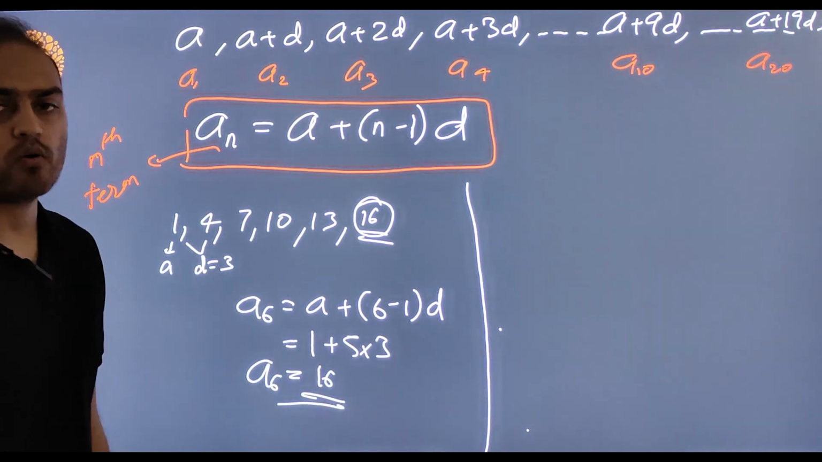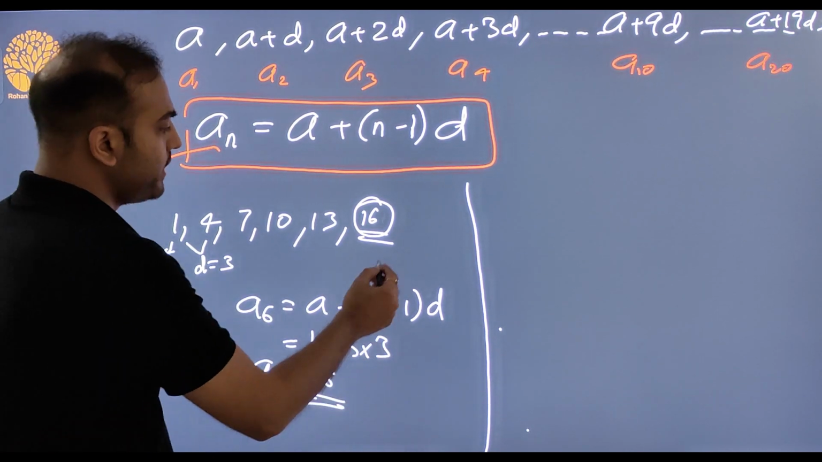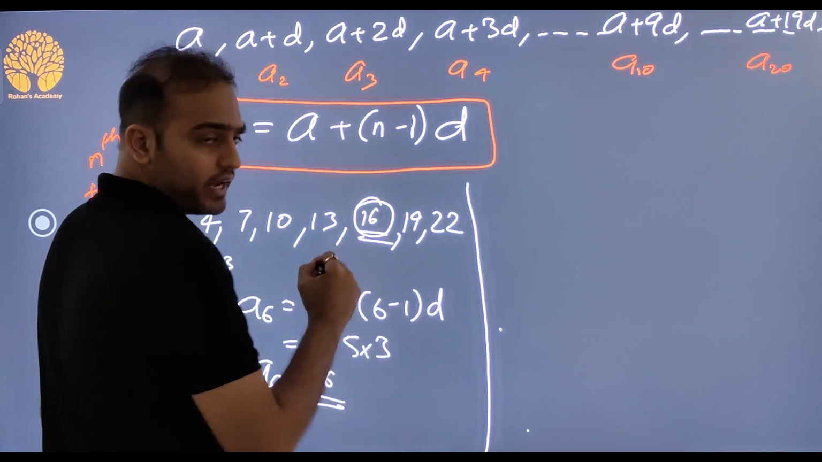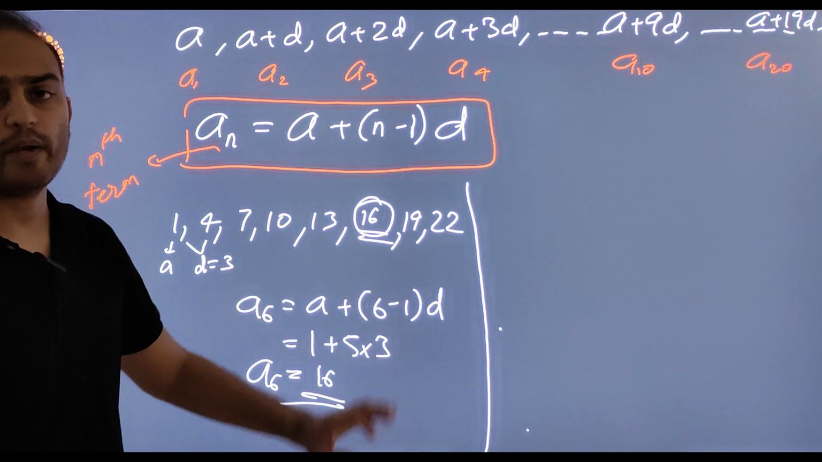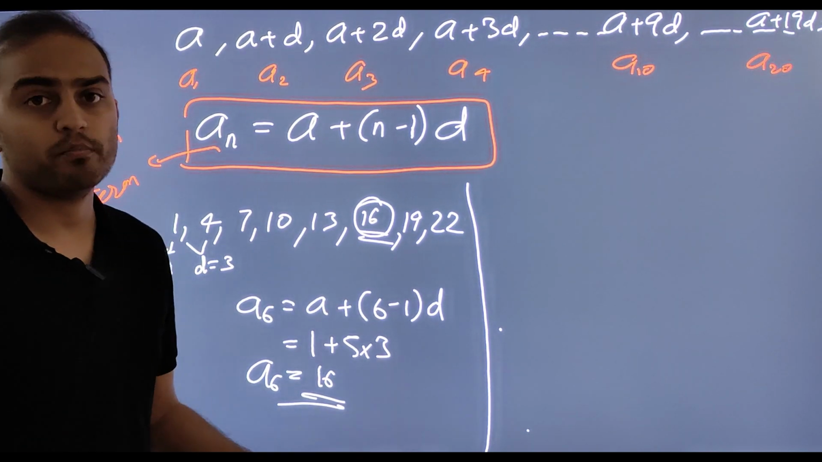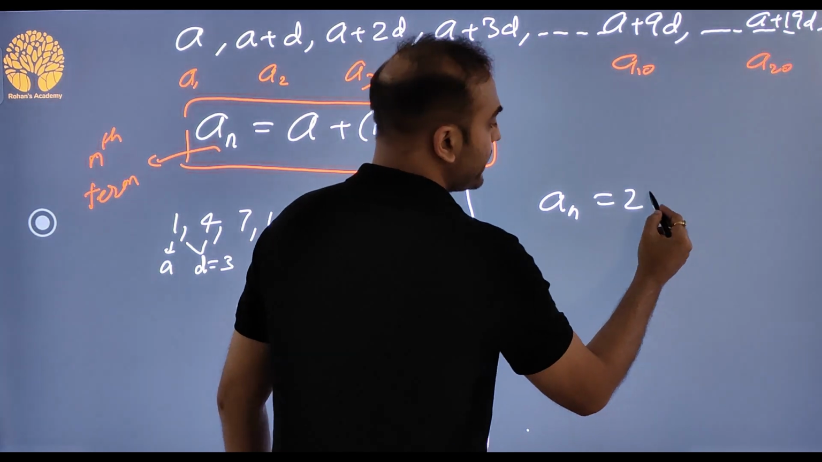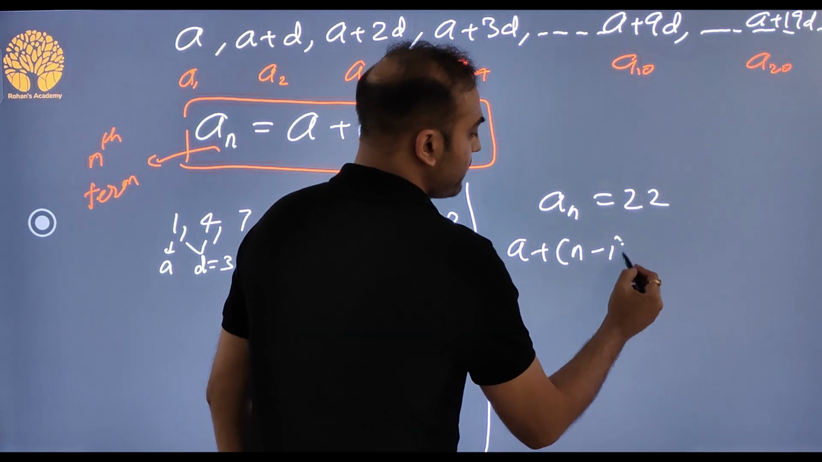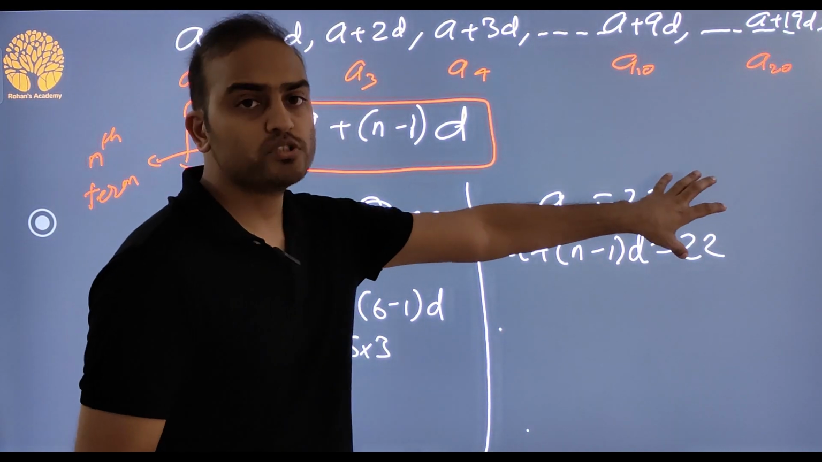Similarly, the other way around, what if they give me the value and they ask what is the term number? I know this is the sixth term, this is the seventh, so this is the eighth. Now they tell me that one term of this series is 22. I don't know what term number, I'm supposed to find that. So I will write An is 22. An is a plus (n minus 1)d, that is 22, because the term value is 22.